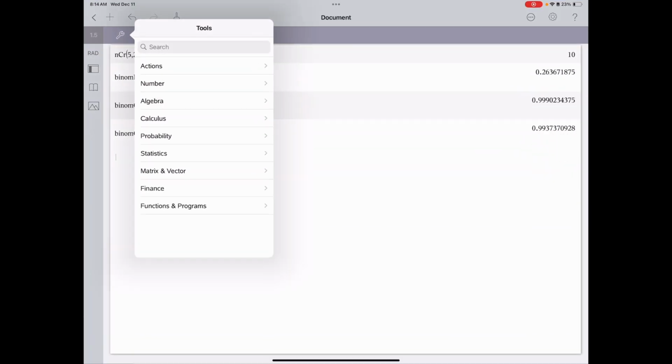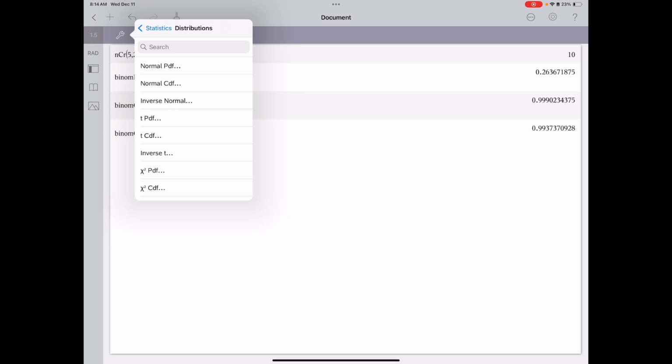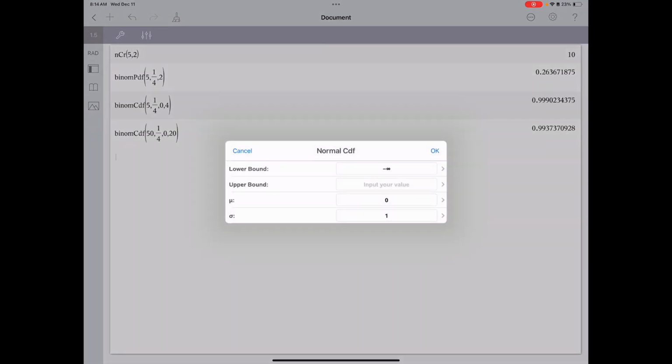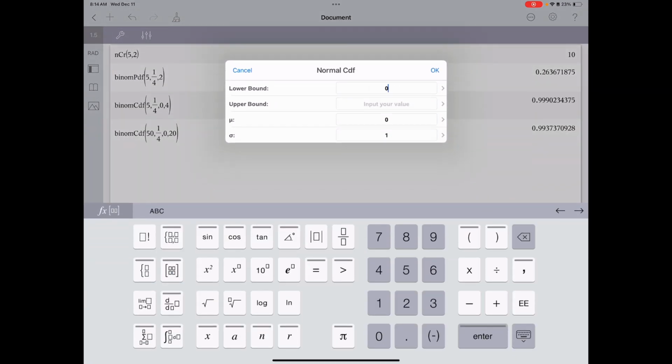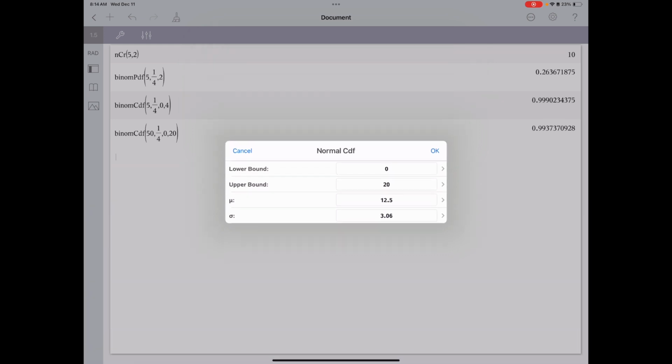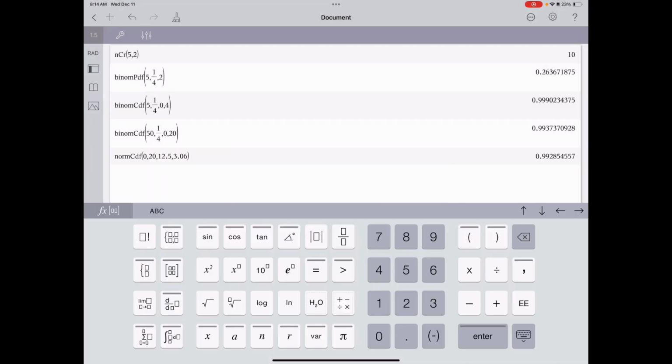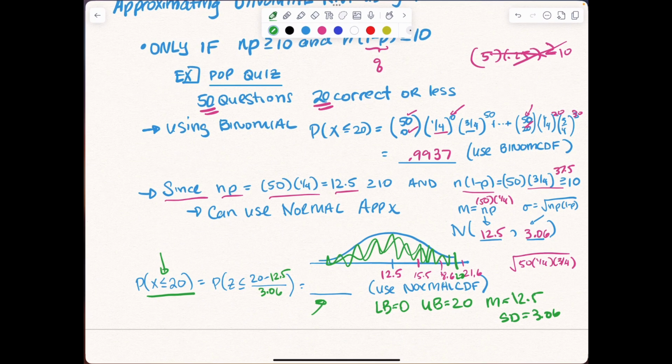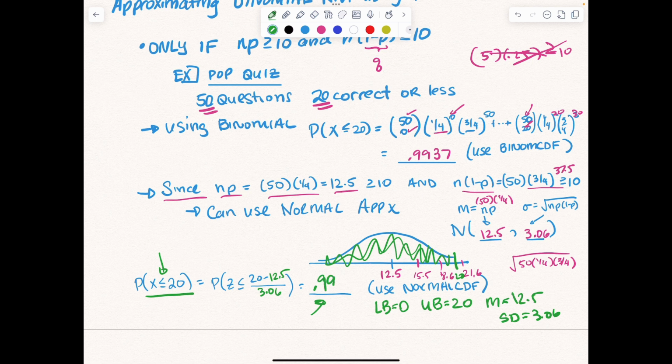So let's go menu, stat, distribution, normal CDF. Lower bound, as I said, was 0. Upper bound was 20. The mean was 12.5, and the standard deviation was 3.06. I hit OK, and notice how close those two probabilities are. They're not exact, but super close: it's 99.2%, and this was 99.37, which is a good normal approximation.